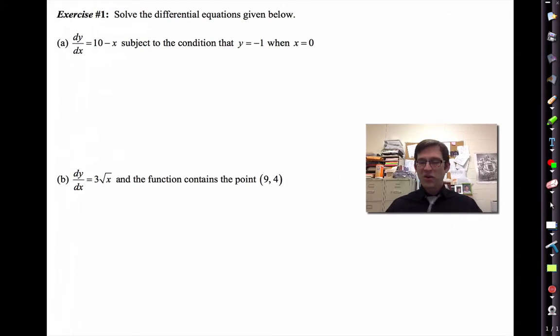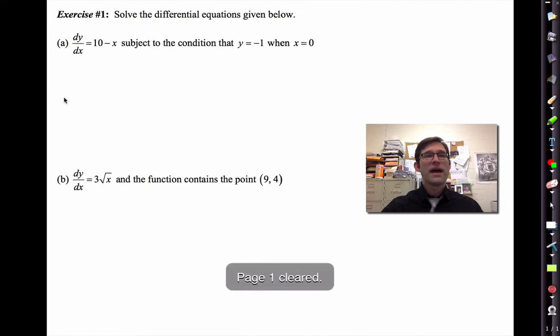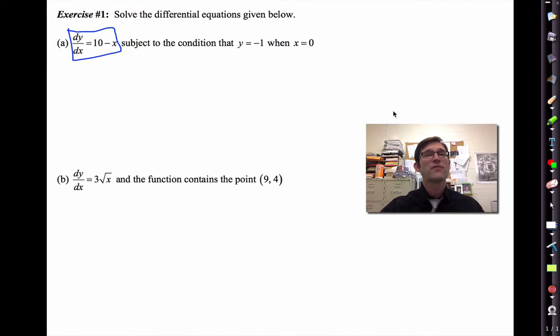Anyway, today what we're going to be doing is we're going to be looking at differential equations that kind of look like this. dy dx is some function of x. Okay? That doesn't have to be the case. There could be y's, x's over here, there could be a second derivative here, but today this is all we're doing. So when I look at this particular differential equation, dy dx equals 10 minus x, I want to solve it. I want to find a function that makes that true, but subject to the condition that y equals negative 1 when x is 0.